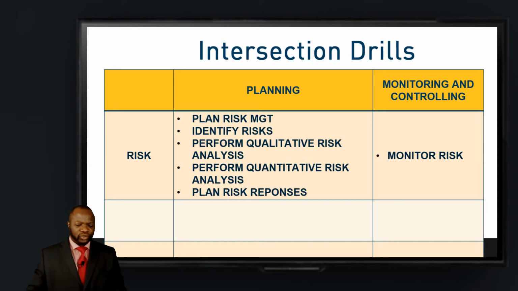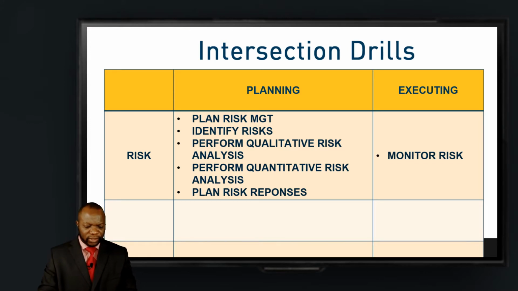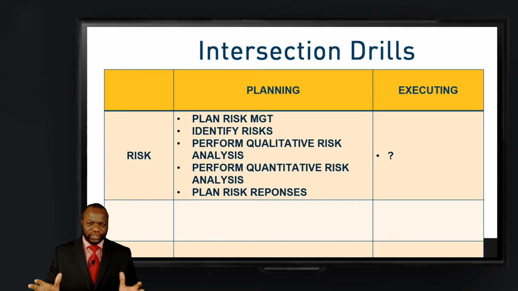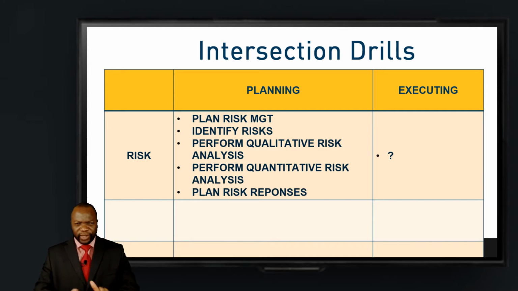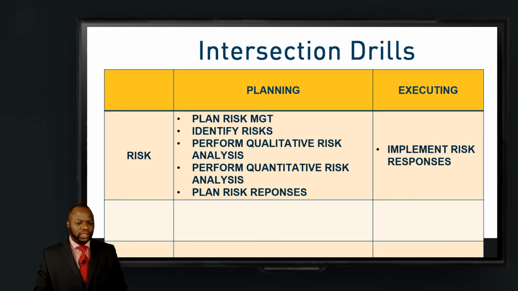I want to call your attention to the executing section. All right. So I'm going to get rid of monitoring and controlling. I'm going to make this executing. And what is the intersection point of risk and executing? I like doing it out of order just to make sure you got it. Anywhere you are on the exam, you're not going to be tricked or lost. 5, 4, 3, 2, and 1. And the process is known as implement risk responses. Let's talk about the hallmarks of these really quickly.